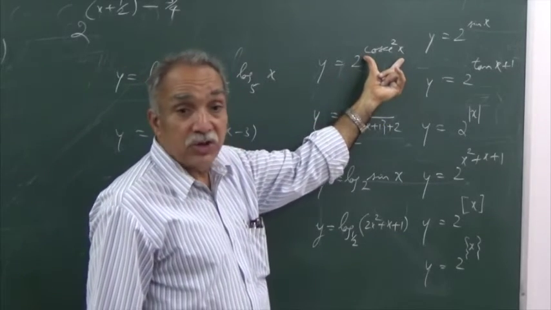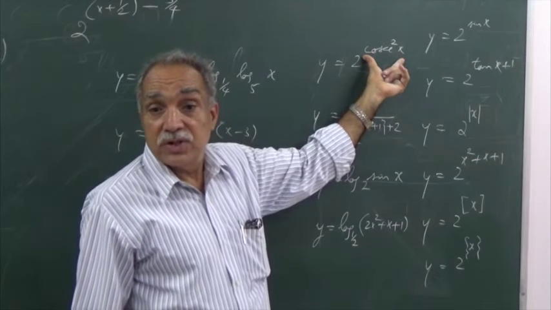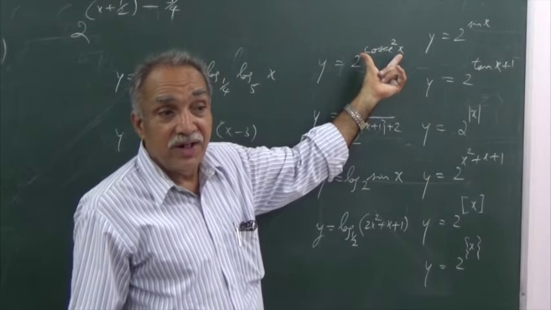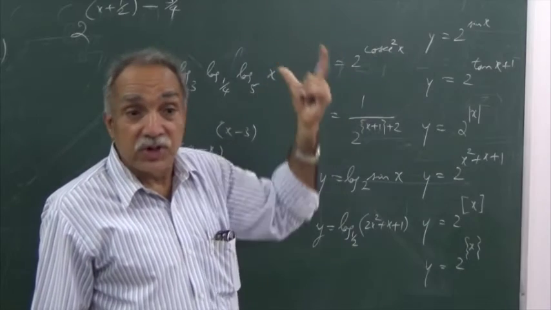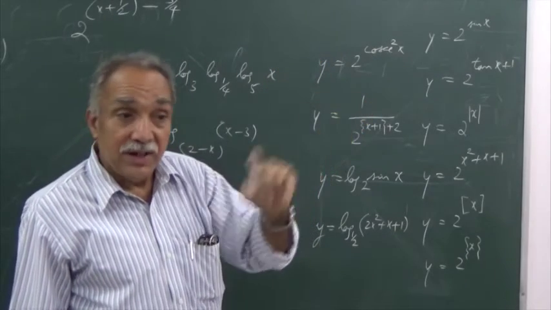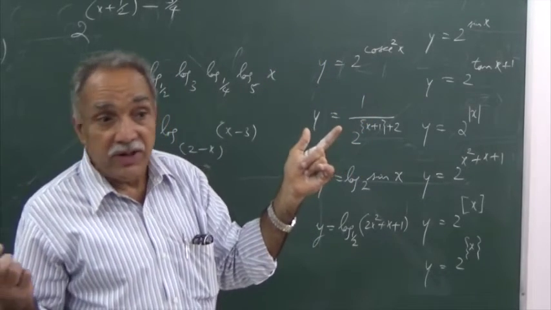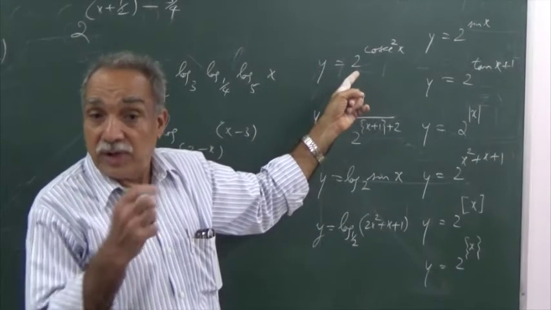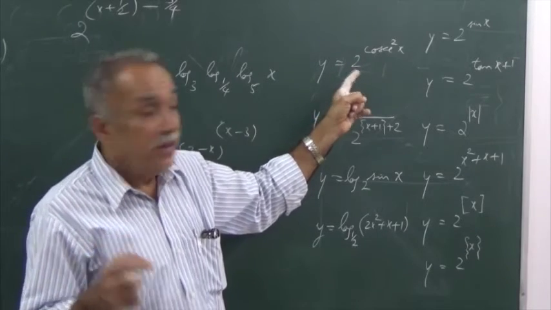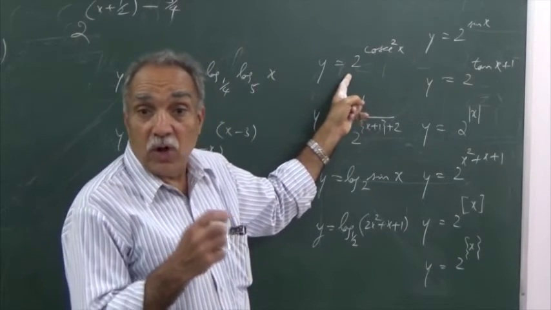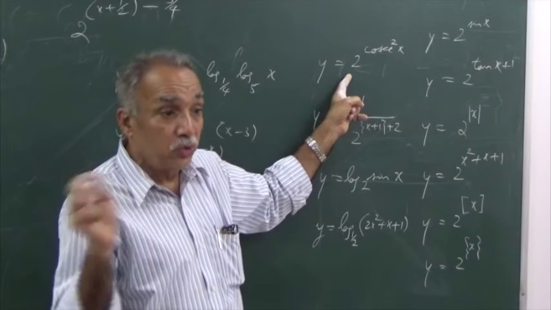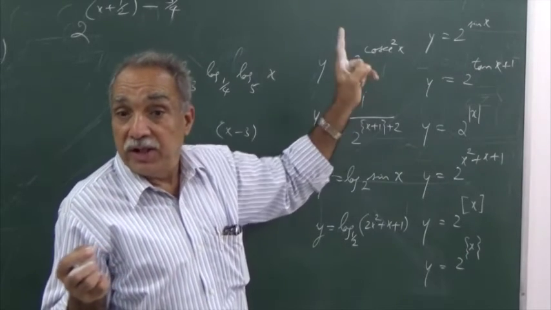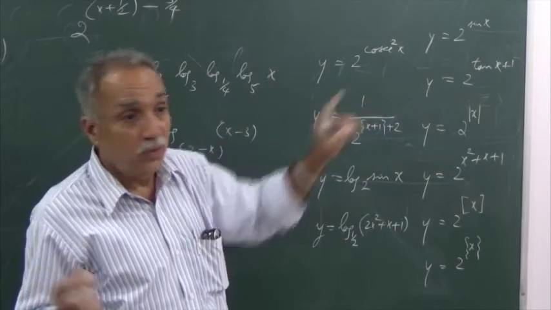This function for various values of x takes values, what values? 1 to infinity. Good. No negative value is taken. Cosecant may take any value less than minus 1 or greater than 1, but square will take value from 1 to infinity including 1. Therefore, range will be set of all numbers from 2 to the power 1 to 2 to the power infinity. That is 2 to infinity, 2 included, infinity excluded. Okay.